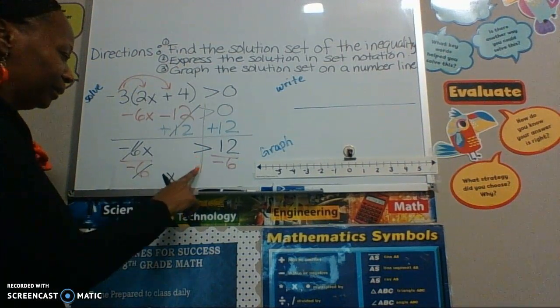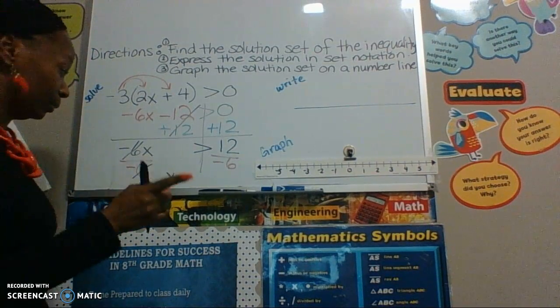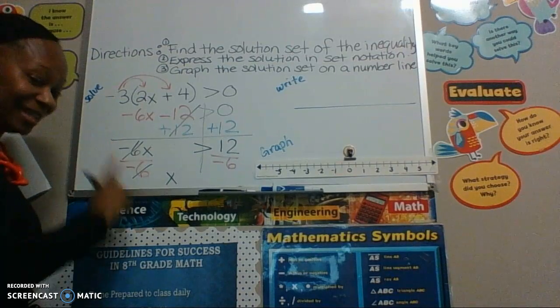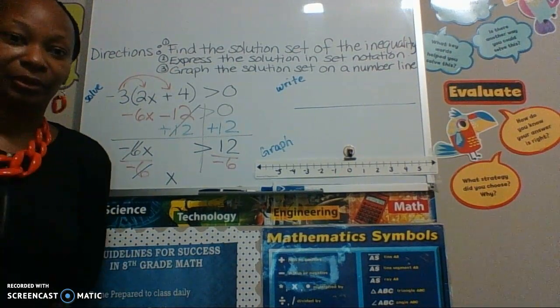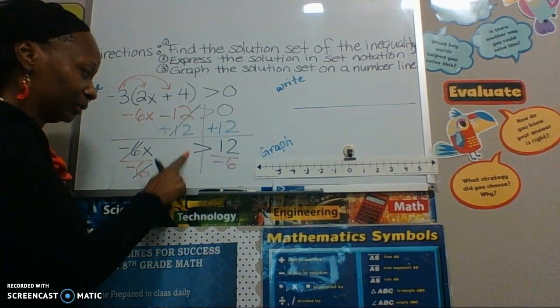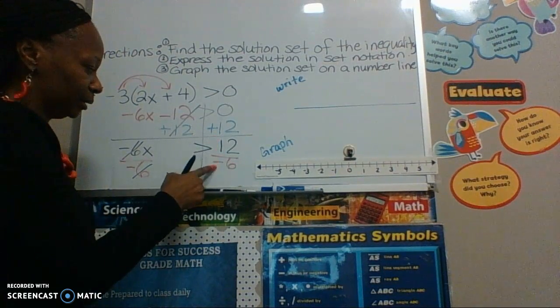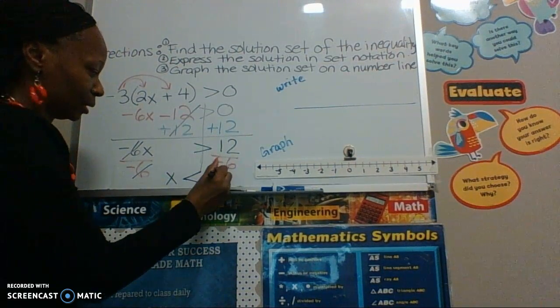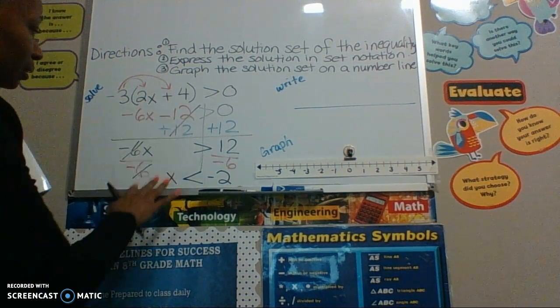But do I bring down the greater than symbol? No, because I divided by a negative, and if I divide by a negative, it's saying go in the opposite direction. So I have to flip this inequality from greater than to less than. And now positive divided by negative is a -12 divided by 6, that's -2. So I have now solved this inequality.